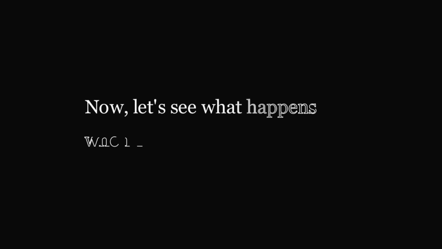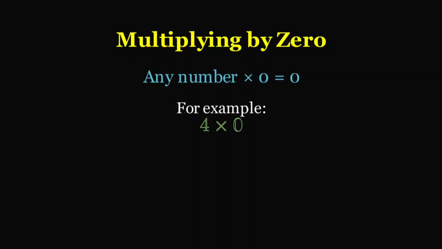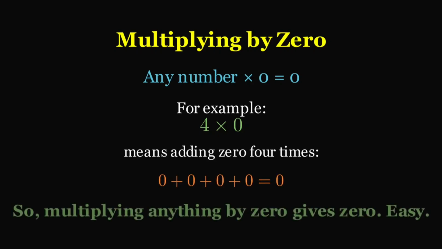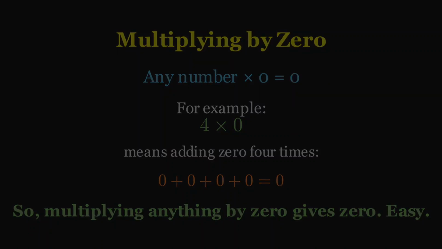Now let's see what happens when 0 steps into the system. If we multiply any number by 0, the result is always 0. For example, 4 multiplied by 0 means adding 4 zero times, or equivalently, adding 0 four times, which results in 0. So, multiplying anything by 0 gives 0. Easy. But division is where things start to get weird.